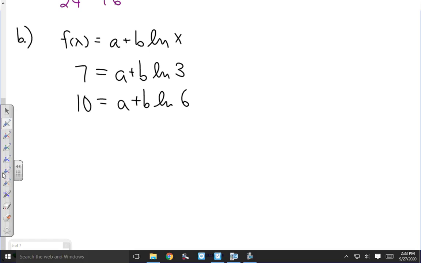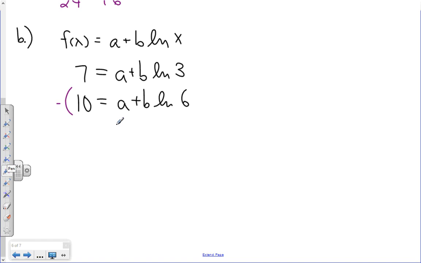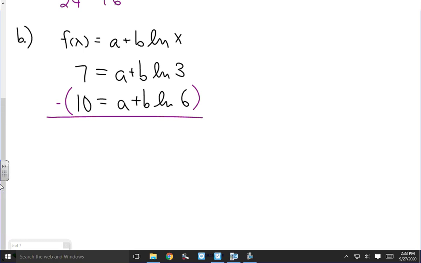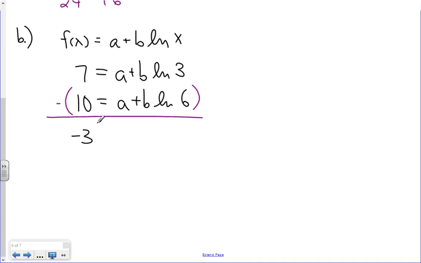So I'm just going to subtract these two. I'm subtracting this one, which means I have to distribute a minus sign all the way through. What do we end up with when we subtract? 7 minus 10 is negative 3. The A minus A is 0, so that drops out. That's my elimination. And then I've got B natural log of 3 minus B natural log of 6.